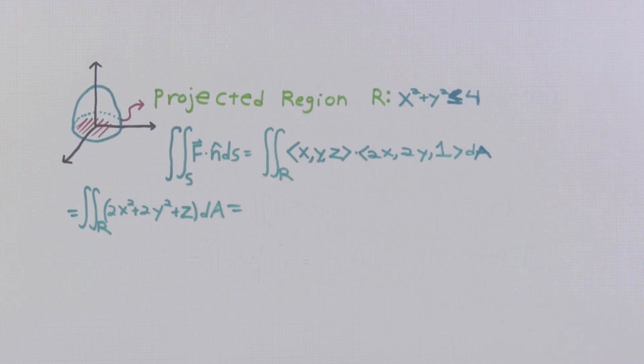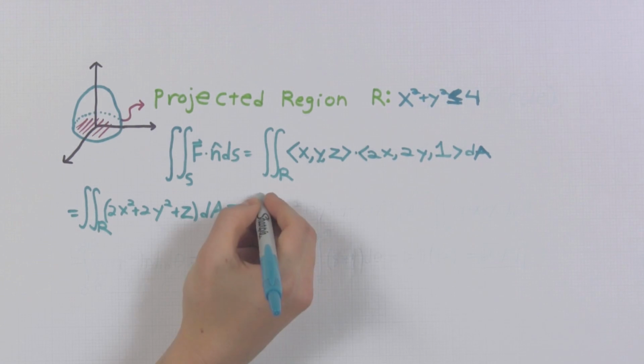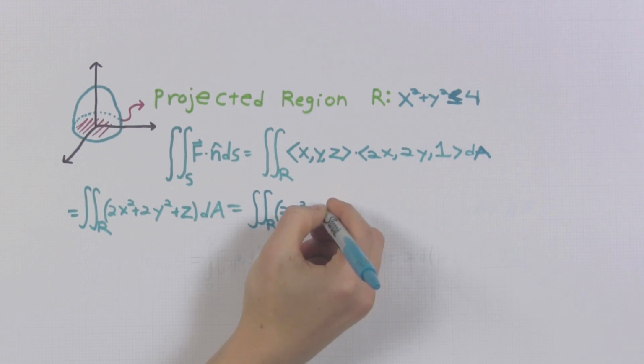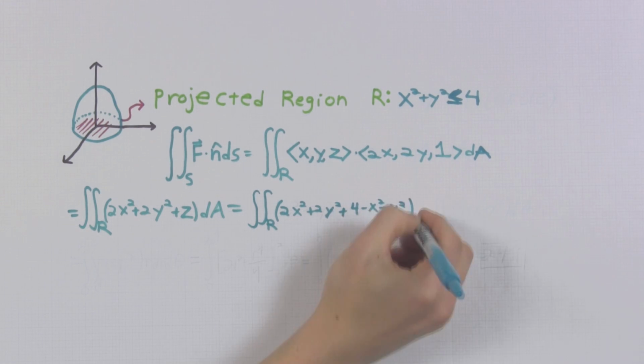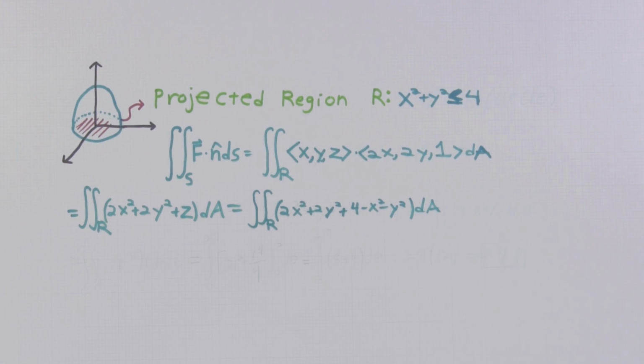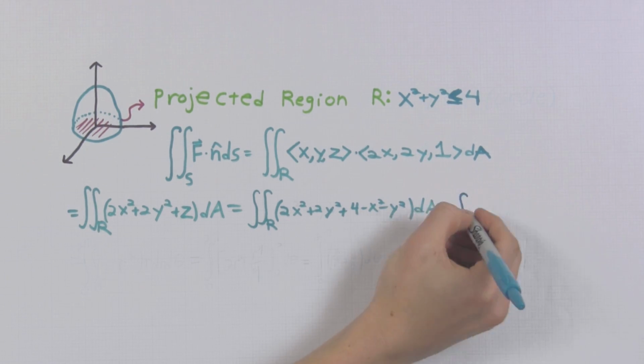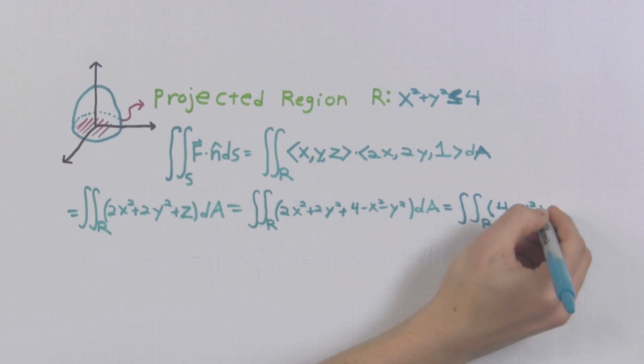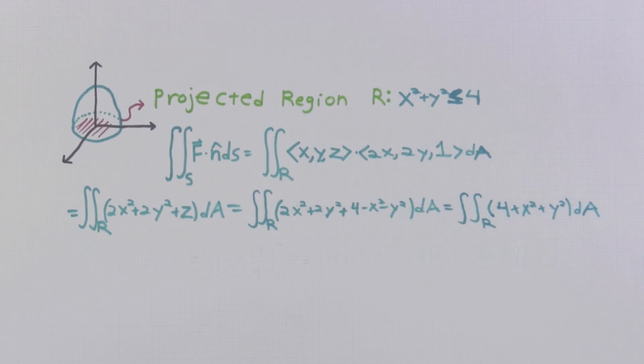We use the function of our surface, which we already found, because everywhere in our region, z is always satisfying this relationship of z equals 4 minus x squared minus y squared. If we plug in this expression for z and simplify, then we'll have the double integral over the region of 4 plus x squared plus y squared times dA. Since the region we're integrating over is a circle, it seems natural to convert this to polar coordinates so that we can evaluate it more easily.